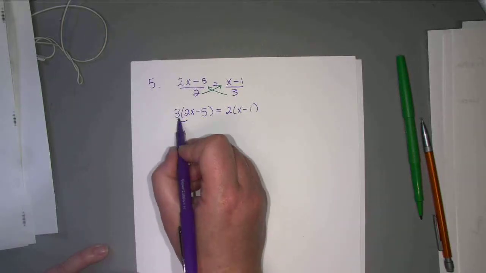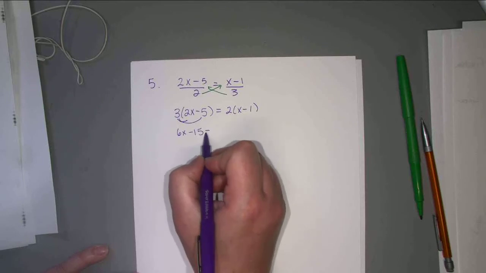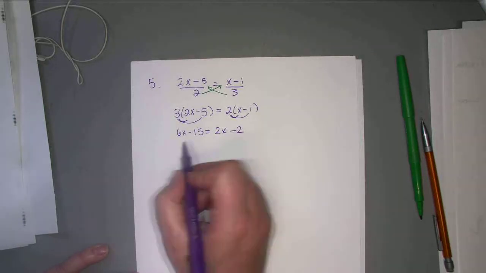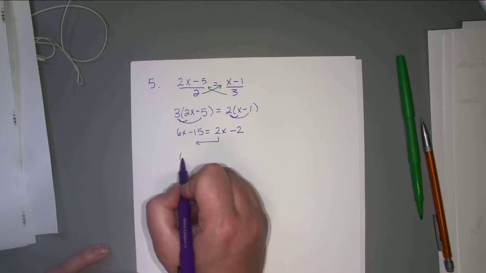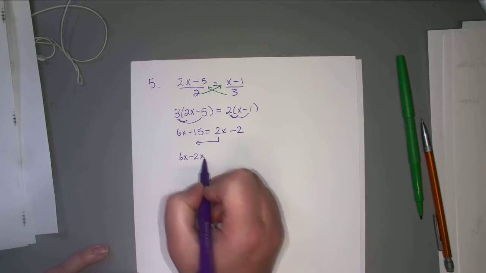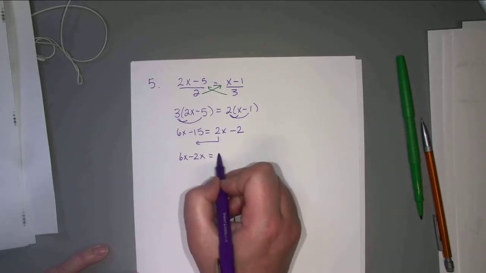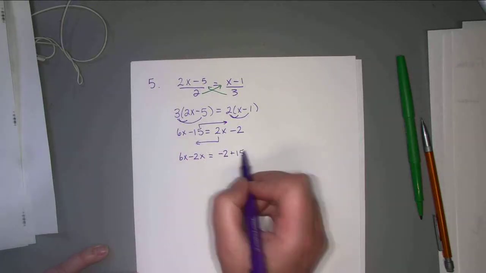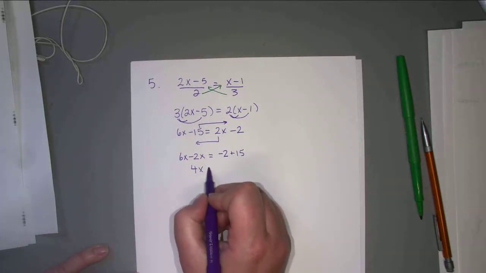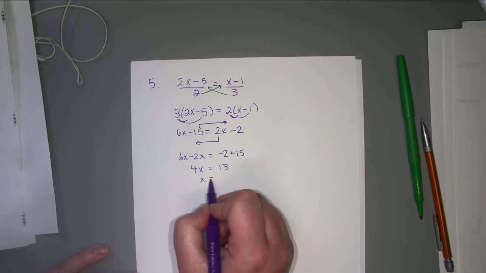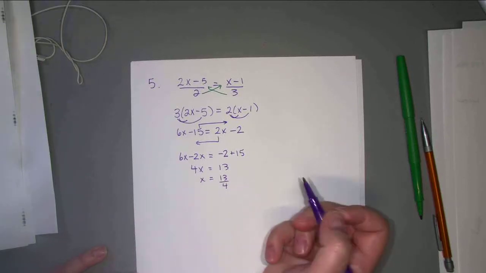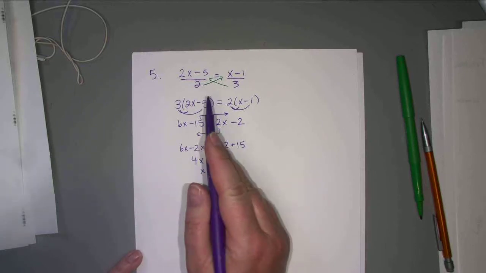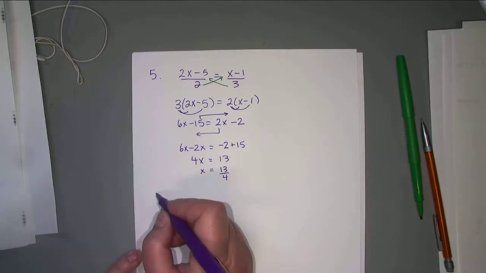6x minus 15, 2x minus 2. Rearrange, so we're going to bring the 2x over to this side with the 6x, becomes a negative. The minus 2 is already on this side, and we're going to bring the 15 over, it'll be plus 15. So 4x equals 13, and x is 13 over 4. Okay, and by plugging that into the original, you could check your answer using common denominators.